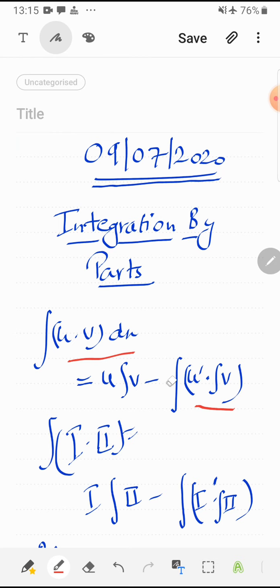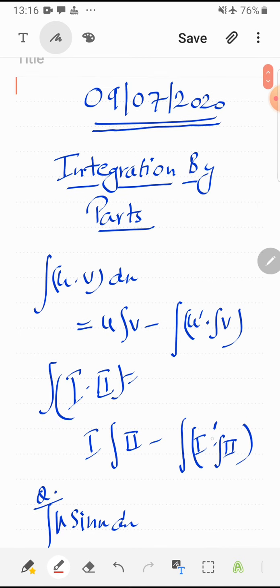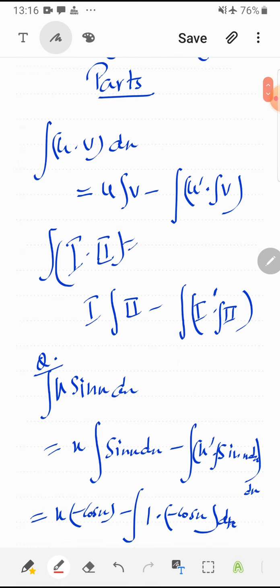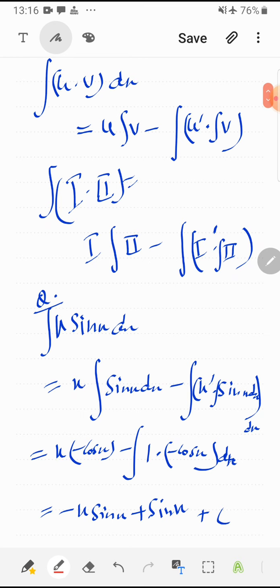In some books it is written as first function into integration of second function, minus integration of differentiation of first function into integration of second function. So let us see how this formula is applied.